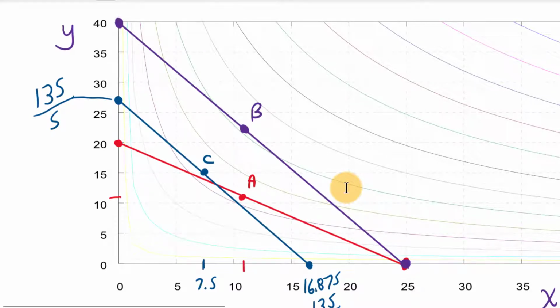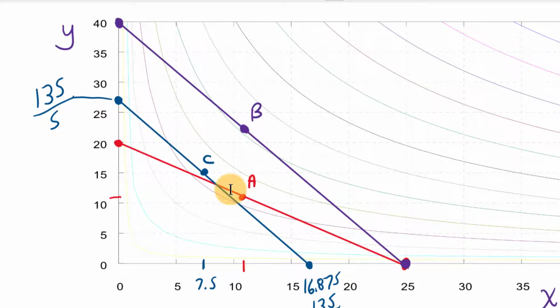And also, C and B need to be parallel, these two budget lines, but then C and A will cross. And what C and A are doing is, if we were to sketch in an indifference curve, let me do that. Let me sketch in an indifference curve here for that 8.7.